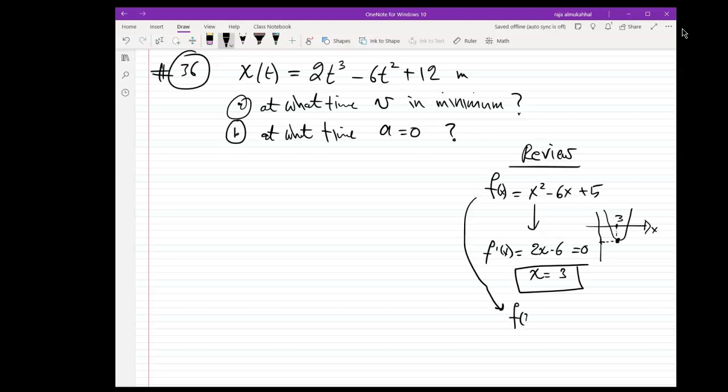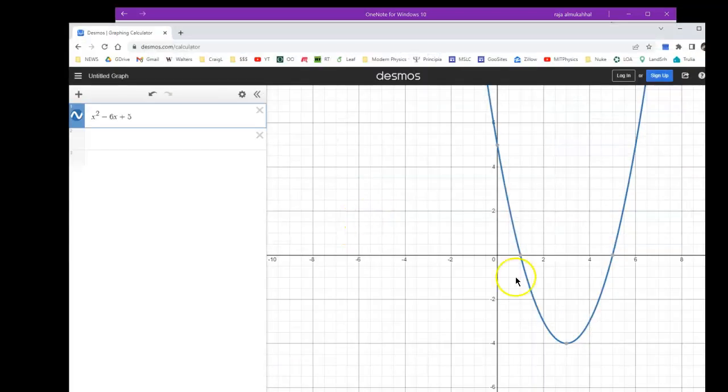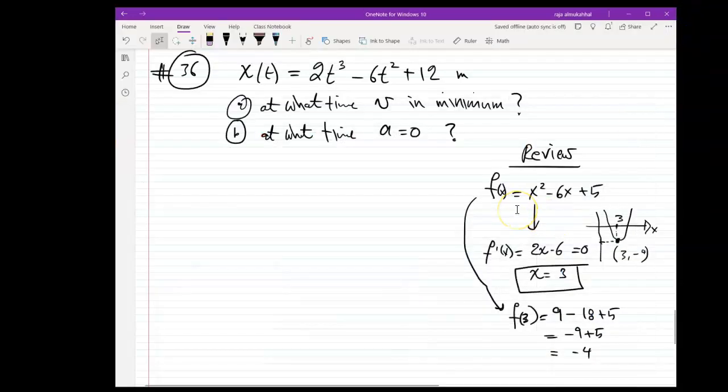So f of 3 will give me 9 minus 18 plus 5. Did I do it right? Yeah, that's going to be minus 9 plus 5, and that'll give me negative 4. So basically the point here would be 3 comma negative 4. I forgot what it is in the graph. Is that what we got? Yeah, 3, negative 4. Okay, that's basically what he's asking me to do for our physics problem.